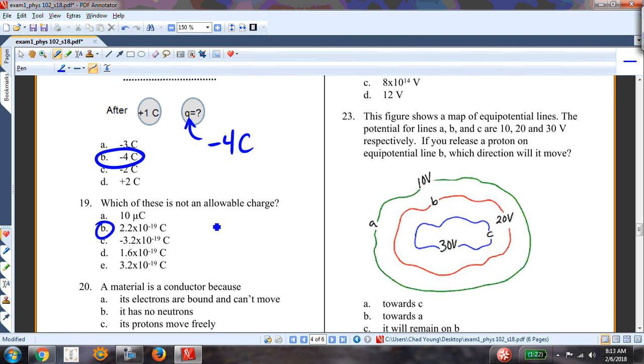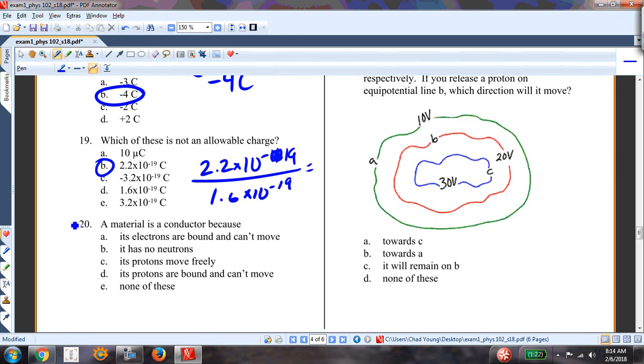Which of these is not an allowable charge? That's going to be this one. I can tell that because if I say 2.2 times 10 to the minus 19 divided by 1.6 times 10 to the minus 19, that's the fundamental unit of charge. Remember, charge is discrete. It is quantized, comes in discrete values, and that is not an integer. It's something that's between 1 and 2. And all these others are integers when you do that.